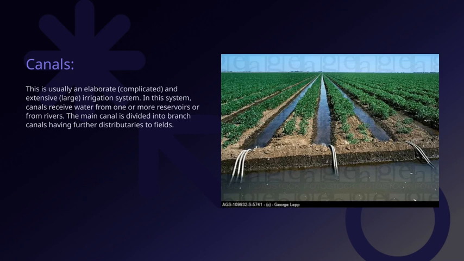The main canal often branches out into smaller branch canals, which then further divide into distributaries. These distributaries are essential because they ensure the water reaches every corner of the farmland. This system highlights how sophisticated water management can support agriculture on a large scale, fitting into the bigger picture of optimizing irrigation and ensuring crop productivity.